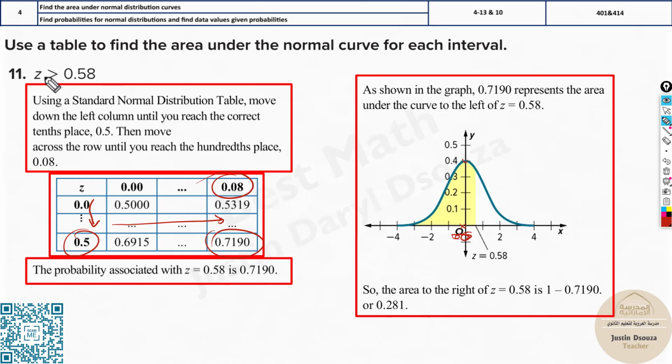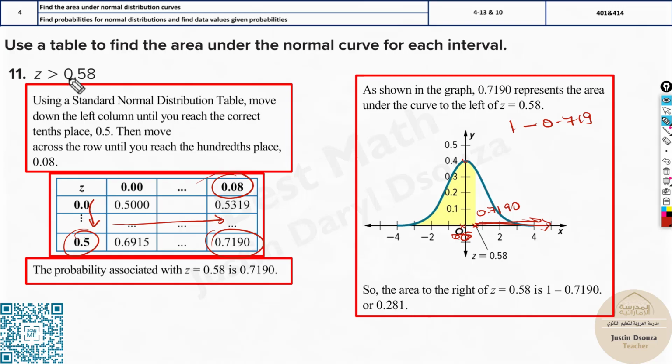Now you need to find anything that's greater than 0.58, right? So here, z value is 0.58. Z value is greater than. So you just have to know what is this point exactly. From the table you get it as 0.7190. But you want to know greater. So total is 100, 100% is 1, minus 0.719 gives you the answer. It's 0.281. That's it.